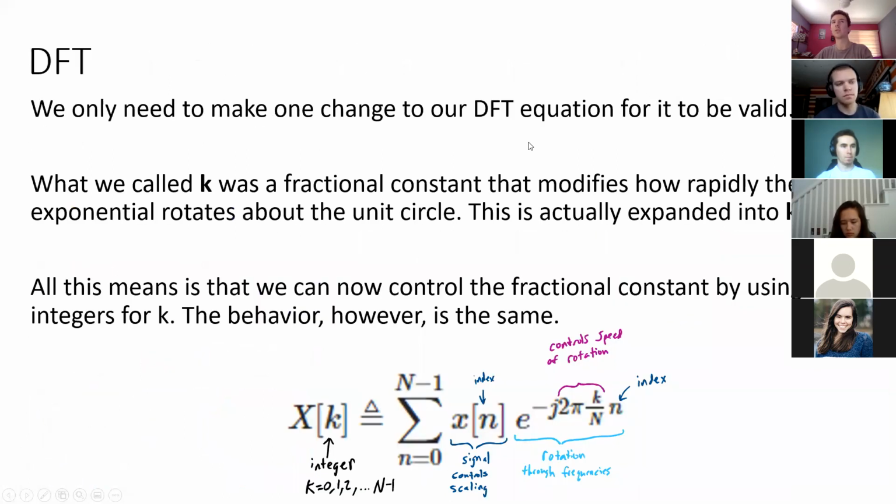So the only change we need to make to the DFT, we were using K as a fractional constant. And that modifies how quickly we're rotating around the circle. So we can change it to K over capital N. And so now the advantage of doing that is that we can control this constant fraction speed of rotation by using integers for K. So we can plug in a value 0, 1, 2, whatever, and we can go all the way up to N minus 1. So if you do that, you're going to be almost going a full rotation every single time.